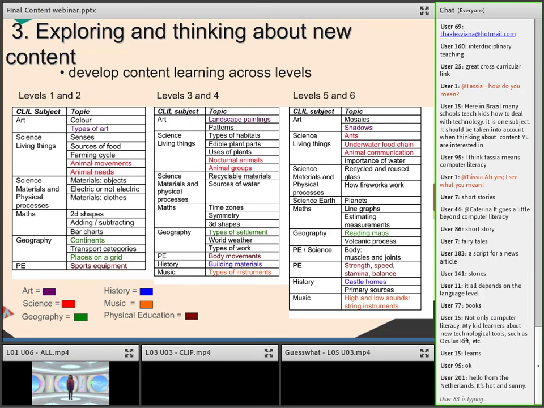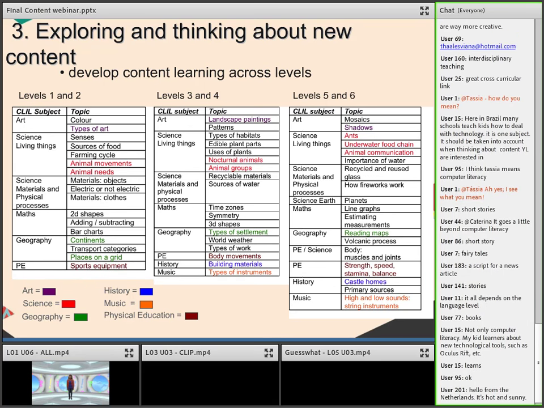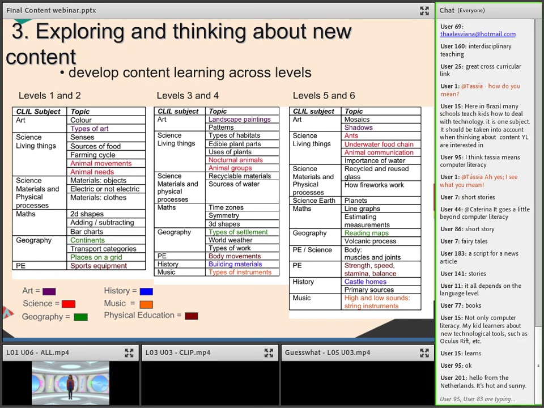So if we look at these three tables, examples of developing and linking subject content across different subjects and levels are color-coded. If we look at the science topics in red, and these are the popular animal topics, you can see that a link develops so that pupils' knowledge of animals is developed from beginner to higher levels. Animal movements and needs in the earlier stages, nocturnal animals and animal groups in the middle stages, underwater food chains and animal communication at higher levels.